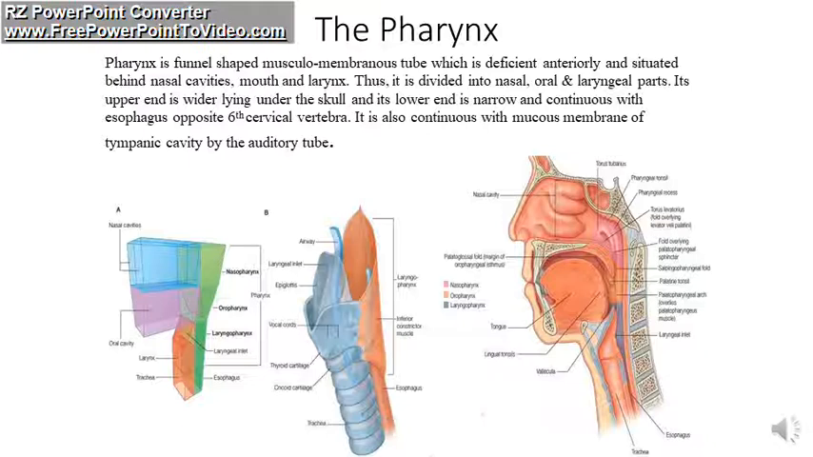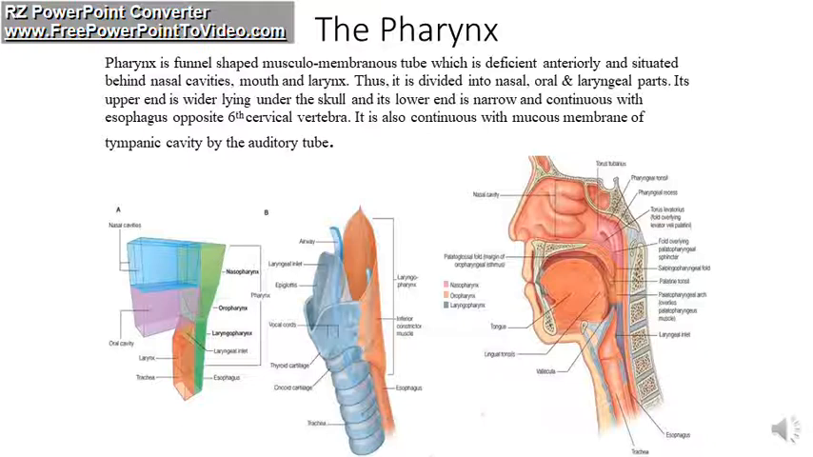So there is a relation between the skull and the oropharyngeal and the nasopharyngeal and the larynx, because the base of the skull is the attachment of the muscles of these structures.